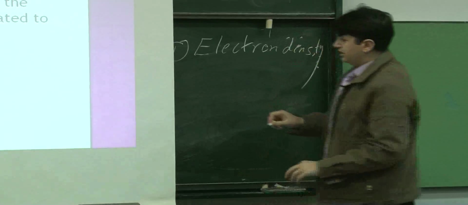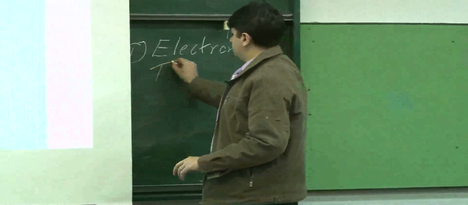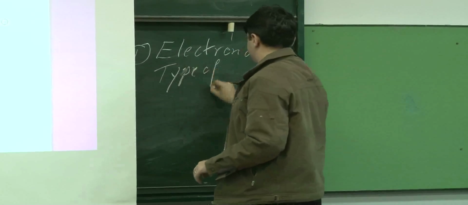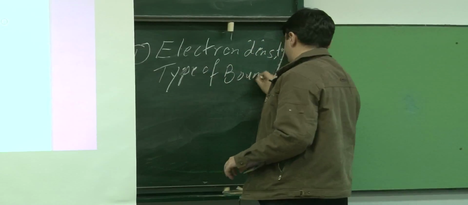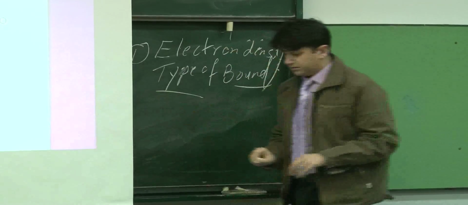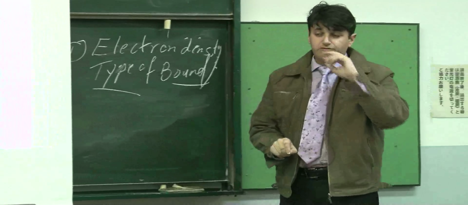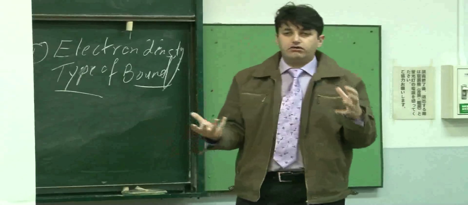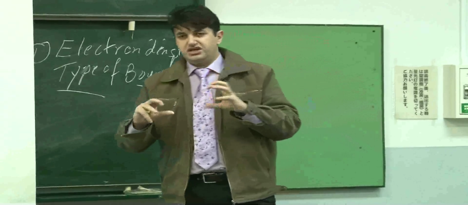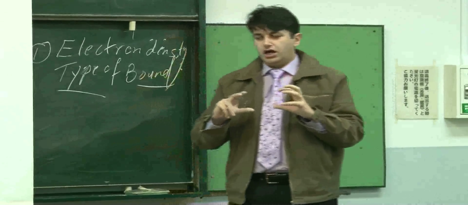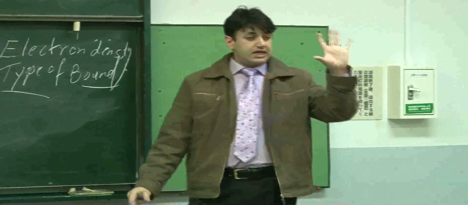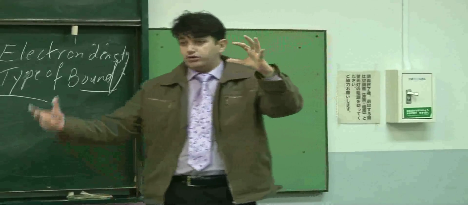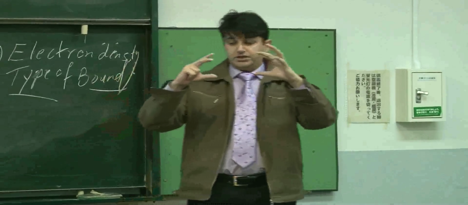By other means, electron density means type of bond, or by other means, how the atoms of the mineral are bonded. We have three types of bond between atoms.